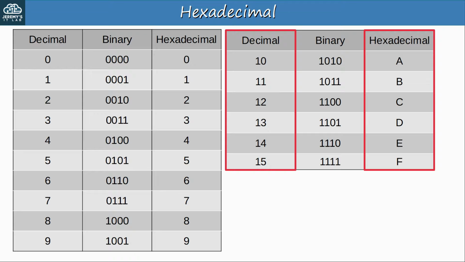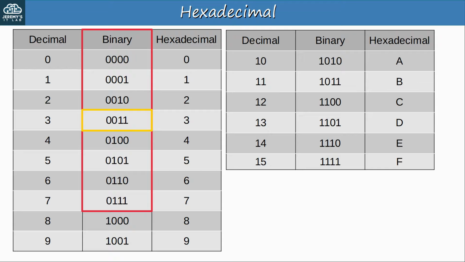Hexadecimal expresses the same value with a single digit, A. 11 is B, 12 is C, 13 is D, 14 is E, and 15 is F. Okay, now let me point out a few other things. Notice that these binary numbers have leading zeros at the front. For example, decimal 3 is written as 0011 instead of just 11.